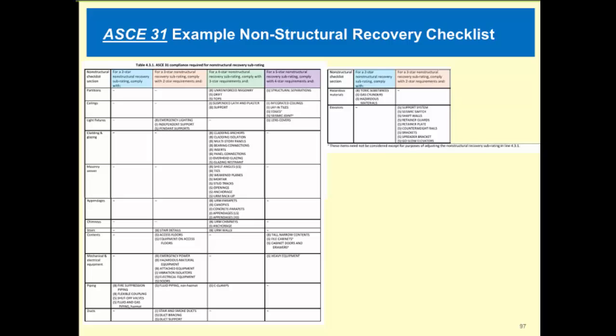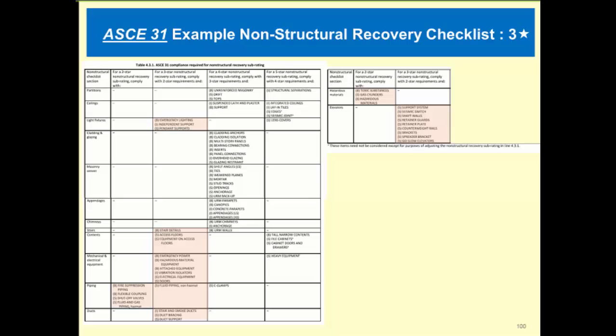So again, this is the amalgamated table that David developed, pulling all the non-structural checklist items into a single table to make it easier to visualize and see. Let's step through what it means, how do you get a 1-star non-structural recovery subrating. In this case, if the flexible coupling is non-compliant, the max rating we get now is a 1-star. We can't get anything higher than that. If we go in and fix the flexible couplings, now we can get up to a maximum of 2 stars.